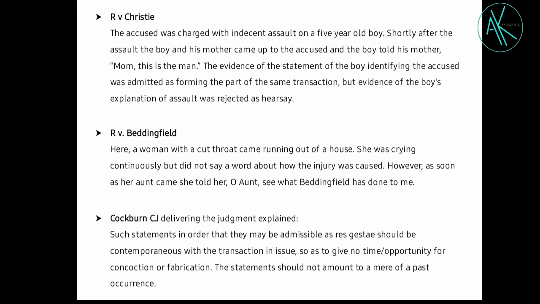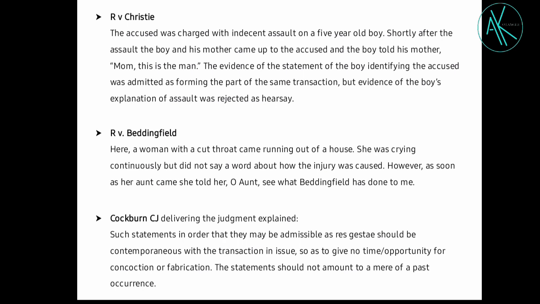In that case, what has happened? The accused was charged with indecent assault on a 5-year-old boy. Shortly after the assault, the boy and his mother came to the accused, and the boy told his mother, "Mom, this is the man." The evidence of the statement of the boy identifying the accused was admitted as forming part of the same transaction, but evidence of the boy's explanation of the assault was rejected as hearsay evidence.